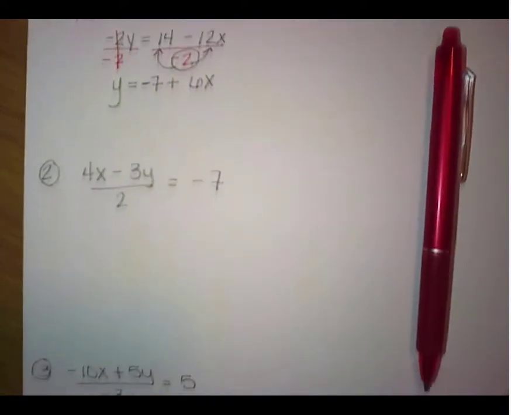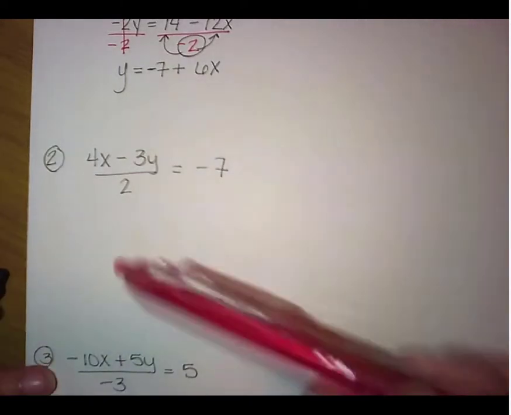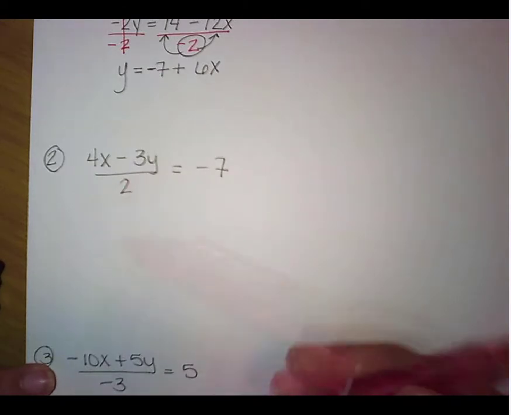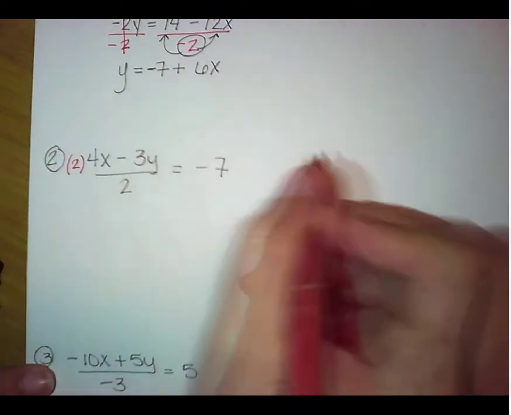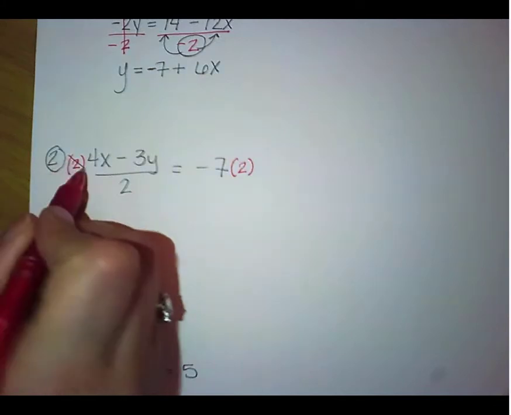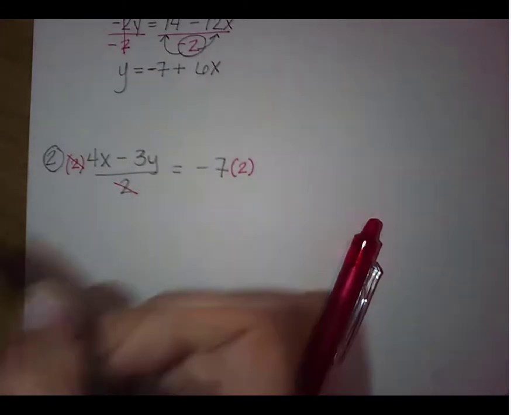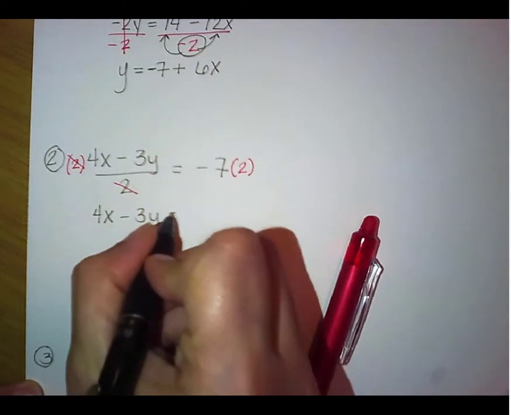Alright, so let's look at the second problem. It may look a little bit different, but it's actually pretty much the same problem as the first one. The only difference is you have this divided by 2, but we know that the opposite of division is multiplication, so what we can do to start is multiply both sides by 2. That's going to cancel those 2's out on the left hand side, so we won't have any 2's over there anymore, and we would have 4x minus 3y equal to negative 14.